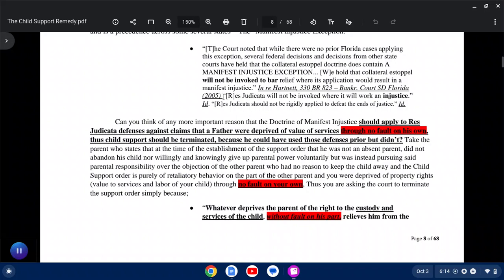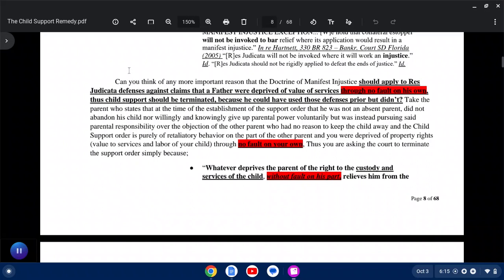Res judicata will not be invoked where it would work an injustice. Res judicata should not be rigidly applied to defeat the ends of justice.